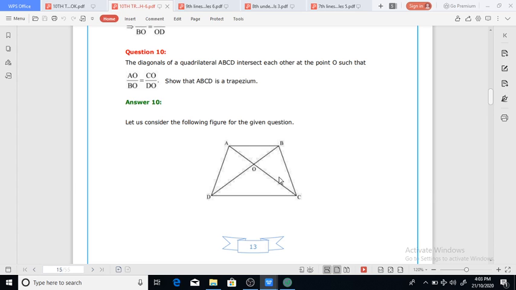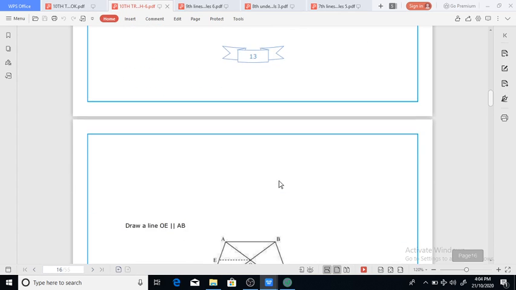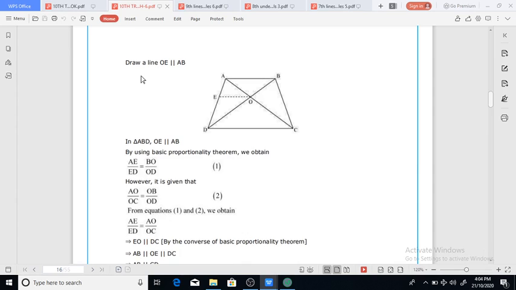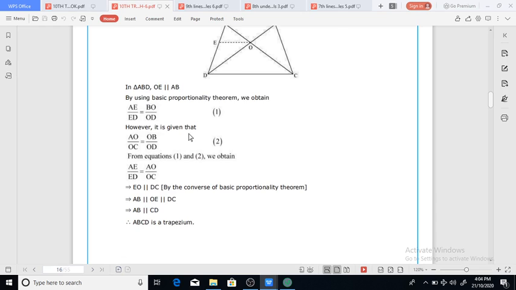Let's prove the answer. In the given figure, draw a line OE parallel to AB. Draw the line parallel to AB like this.